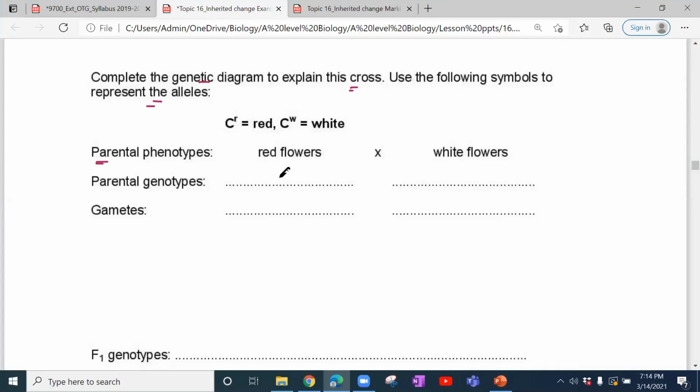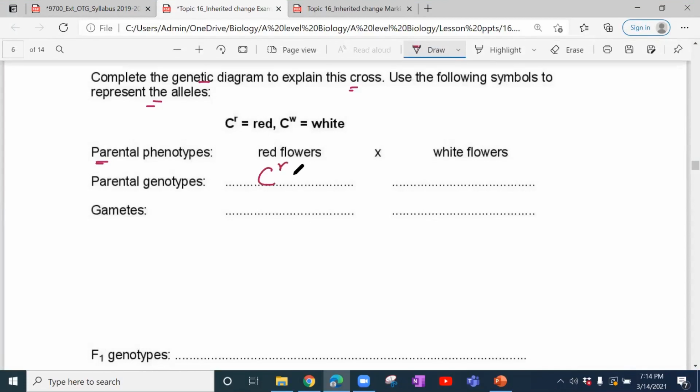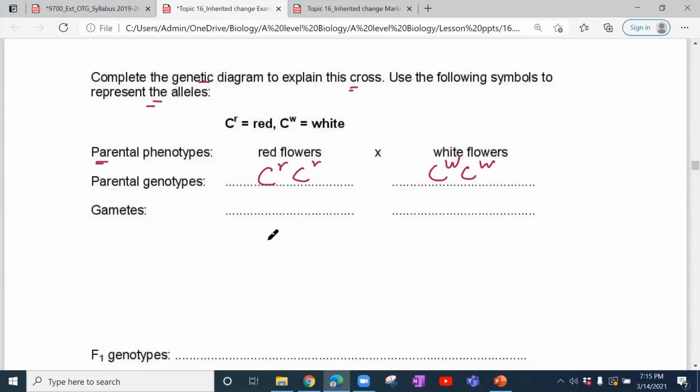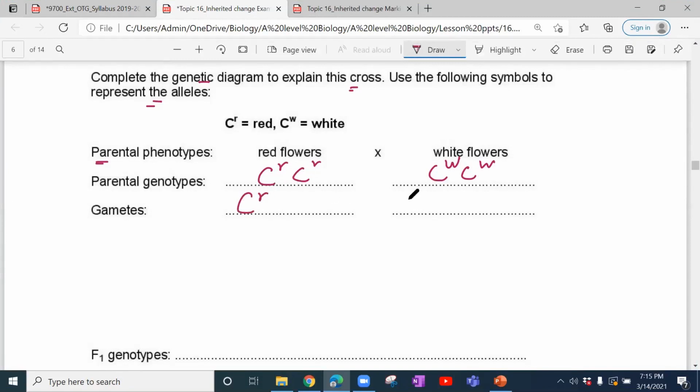Right, so parental genotypes should be for red flowers CR, CR, and for white flowers it should be CW, CW. Right? So these are the genotypes. Sure. When you look at the gametes, so gametes तो बनेंगे भी तो definitely CR, ठीक है, दोनों ही same है, CW, or you can write them like this and also, ठीक है, आपके पास ये gametes बन रहे हैं, ठीक है.